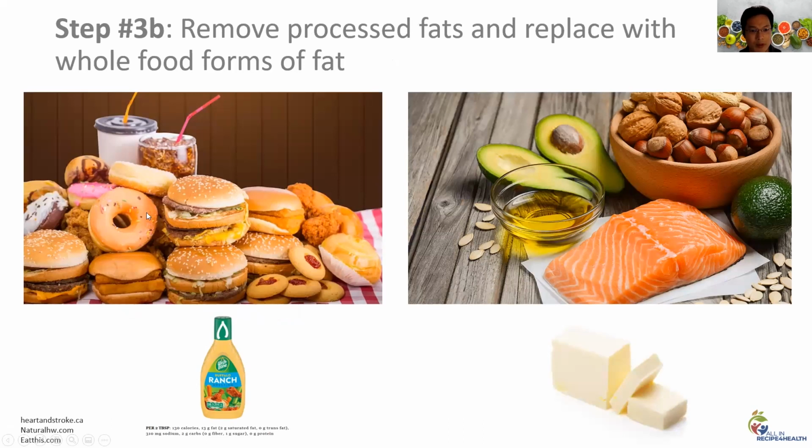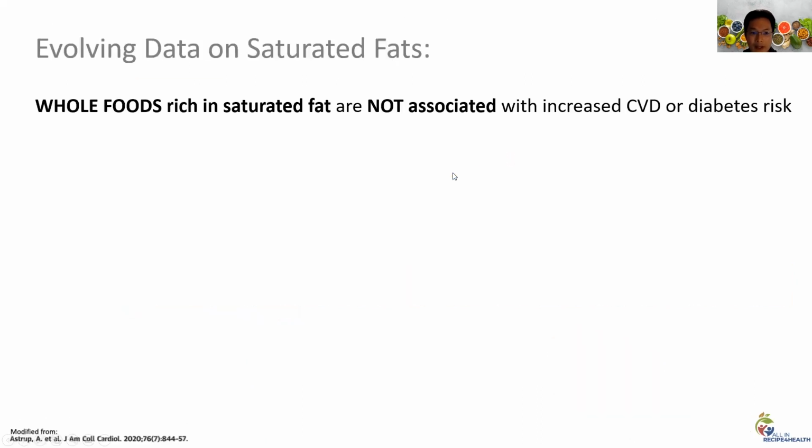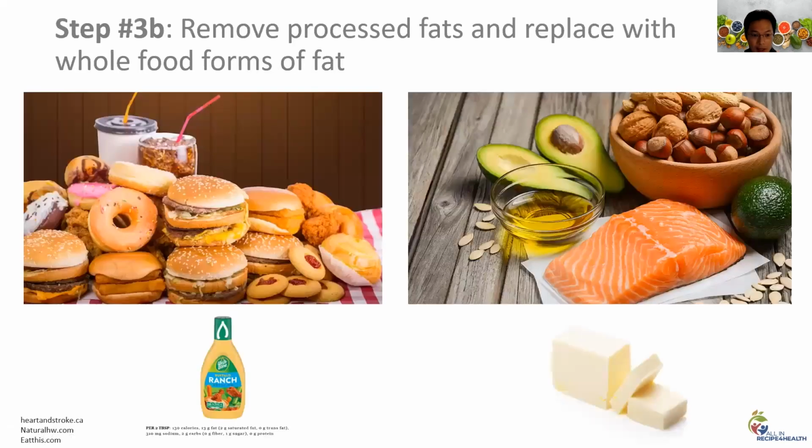But this is your typical, you get a lot of kind of unhealthy saturated fats, as opposed to more healthy. You can have saturated fats here, monounsaturated fats, all of that, right? But the whole food is here on the right. We talked about the evolving data on saturated fats, and the key point was if it's a whole food that has saturated fat, that's different than the processed food with saturated fats, right?